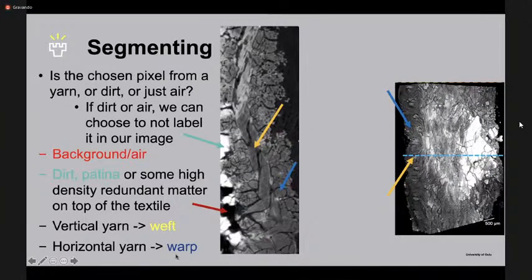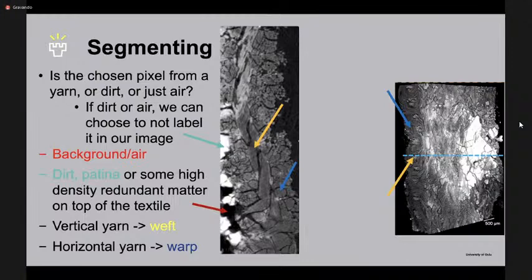So in segmenting, what we are doing is giving each pixel a label, meaning that we split them with these labels. For example, we can look at the middle image. The red arrow shows that there's black, meaning low density, most likely air, and we don't really get much information from it. Next to it is this white spot, meaning it's very dense. This is most likely some sort of dirt or patina.